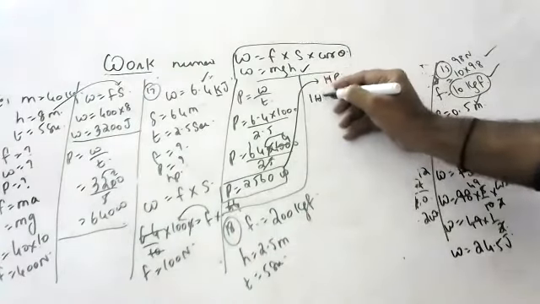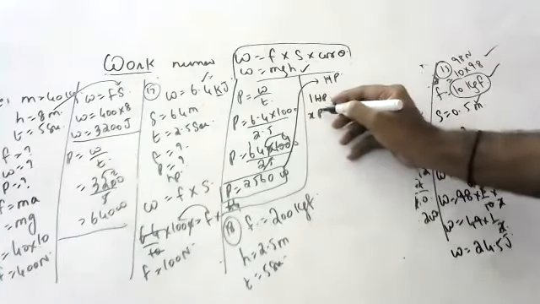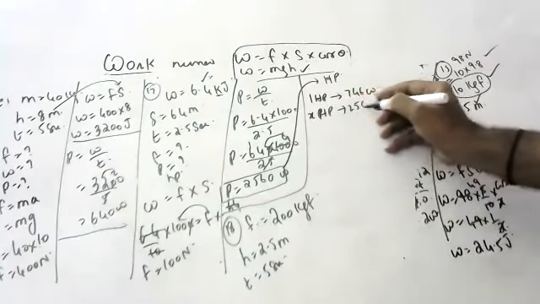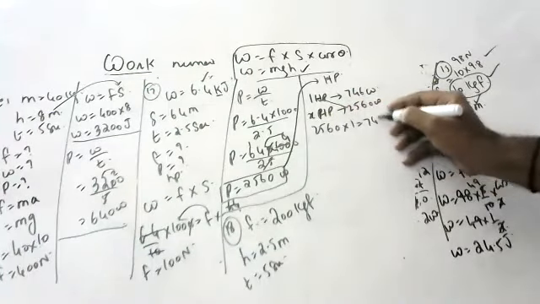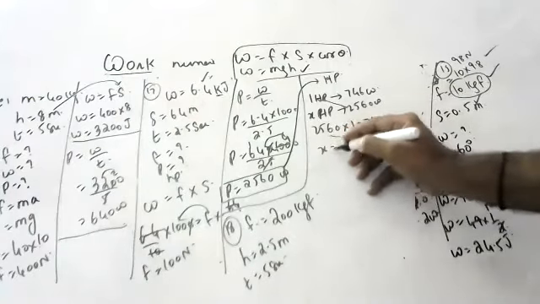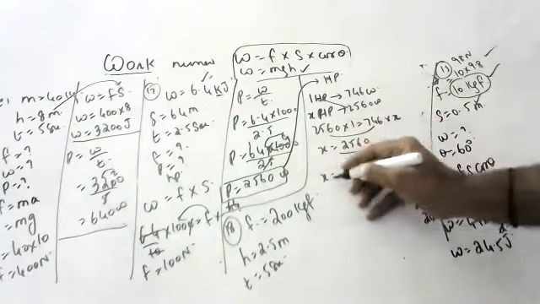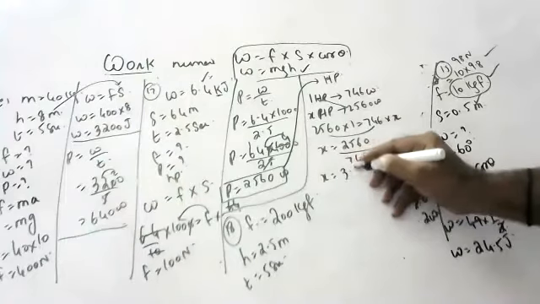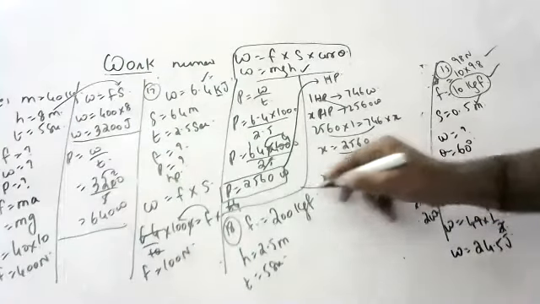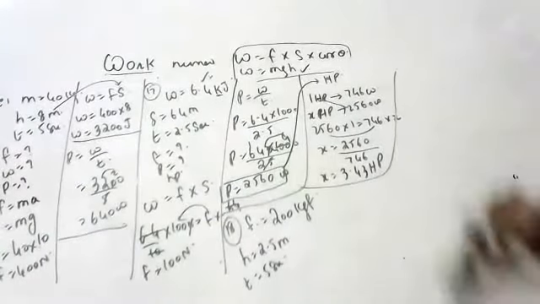1 horsepower is equal to 746 watts. How many horsepower is equal to 2560 watts? Cross multiplication. 2560 into 1 is equal to 746 into x. X is equal to 2560 by 746. The answer is 3.43 HP. HP means horsepower. Horsepower is another unit of power.